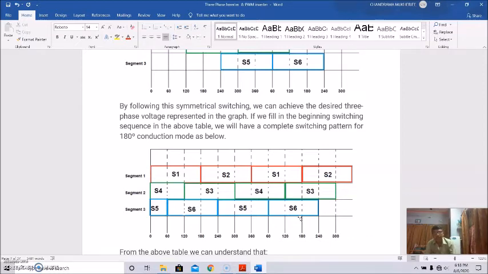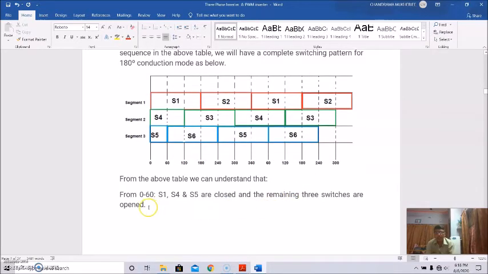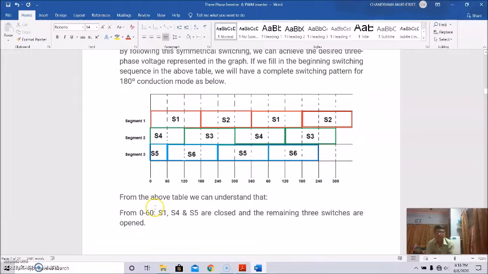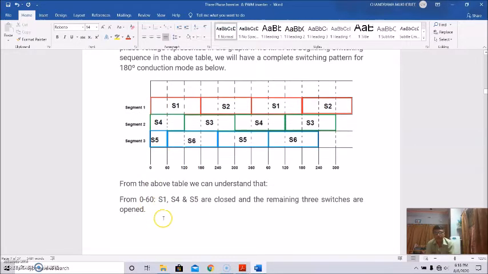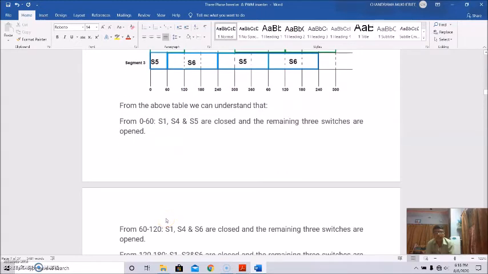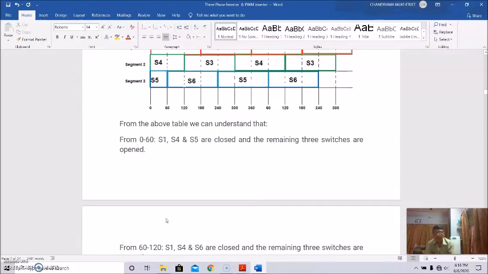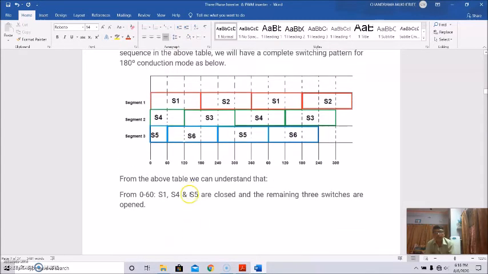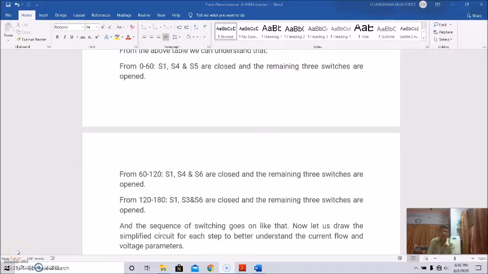From this we understand that from 0 to 60 degrees, S1, S4 and S5 are closed, and the remaining three switches are opened. From 60 to 120 degrees, what is happening? S1, S4 and S6 are closed, and the remaining three switches are opened.